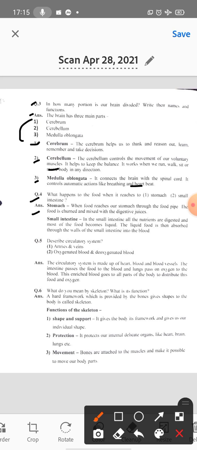Okay, so stomach. When food reaches our stomach through the food pipe, the food is churned and mixed with digestive juices.